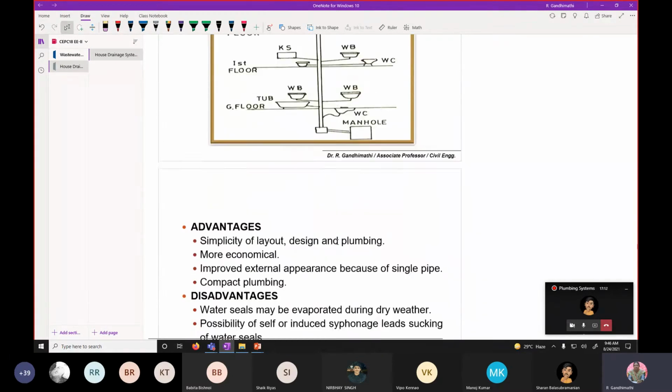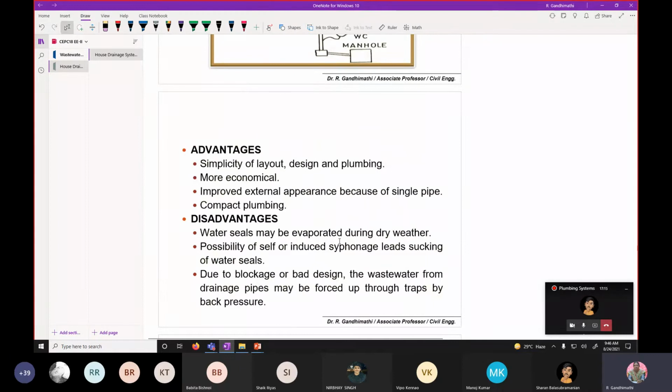Next, the advantages of the single stack system are simplicity of layout, design and plumbing, and it is more economical, because there is no need to provide one more vertical pipe, which would increase the cost. But it has some drawbacks. Mainly, it affects the water seals, especially as water may evaporate during dry weather. Then there is the possibility of self or induced siphonic action, which leads to sucking of water seals in the lower floors. Due to blockage or bad design, the wastewater from drainage pipes may be forced up through the traps by back pressure. These are the main problems with the single stack system.